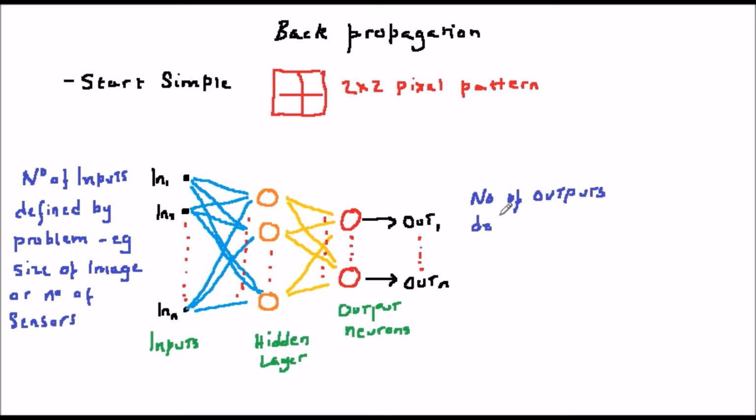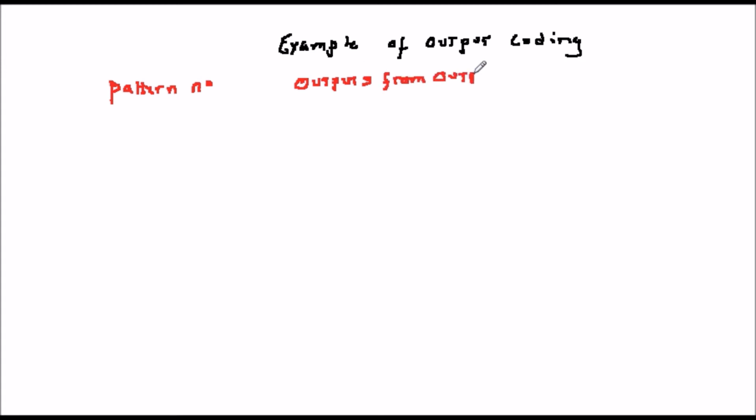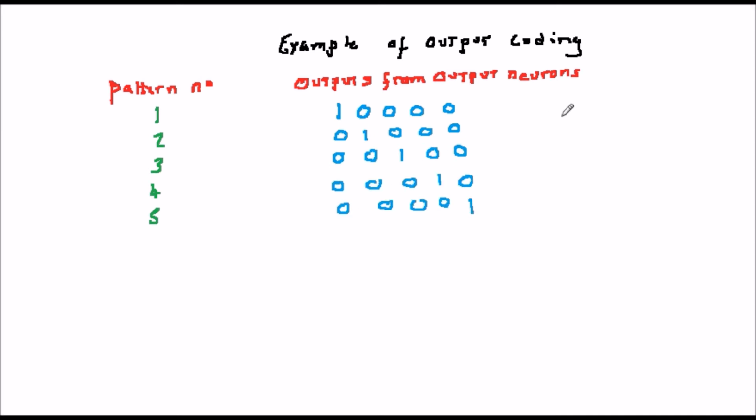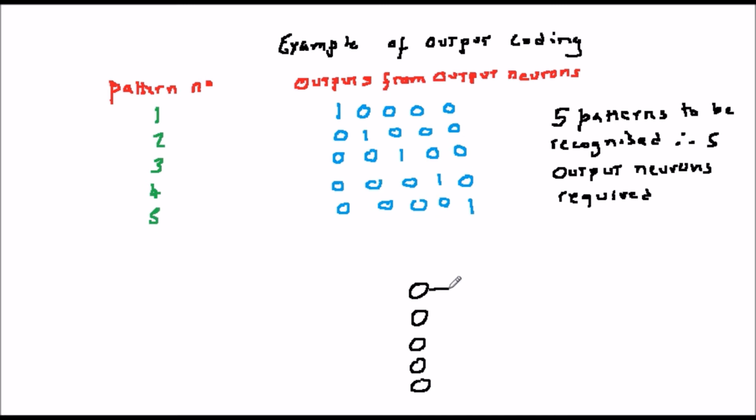So, for example, if we wanted to recognize the 26 letters of the alphabet, we'd have 26 outputs. If we wanted to recognize 5 faults in a machine, then we would have 5 outputs. The outputs are coded as shown in the diagram on the screen, with a 1 at each position of the output corresponding to each different pattern.